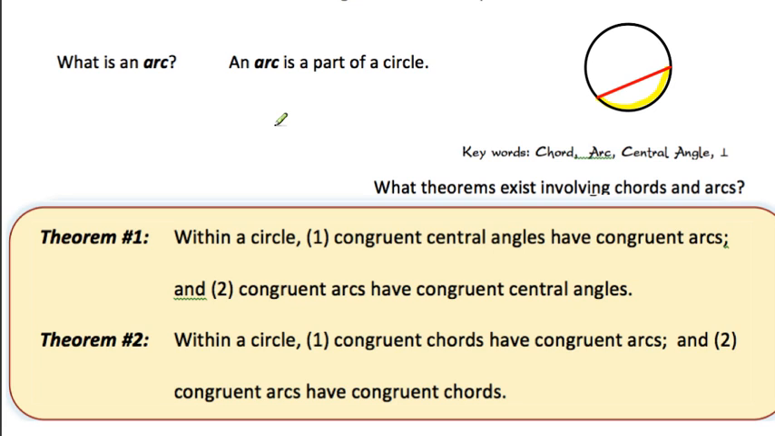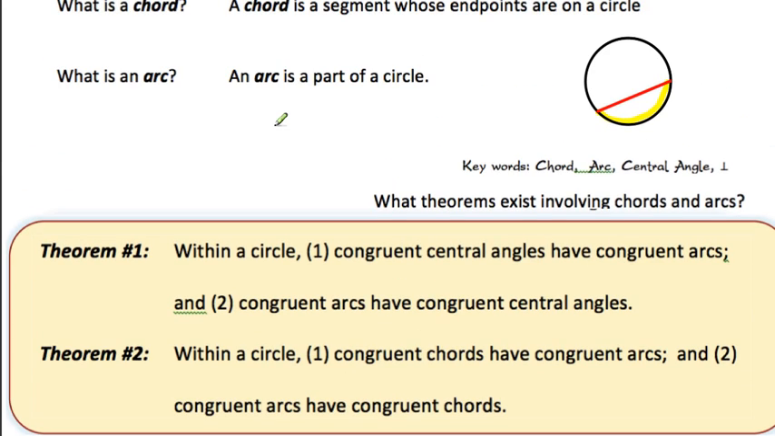Anyways, first theorem. Within a circle, there's two things that you have to know. That's why we got the little 1 and little 2 there. First thing, congruent central angles have congruent arcs. And congruent arcs have congruent central angles. What does this look like? If I had to draw a picture real quick, let's get that up.